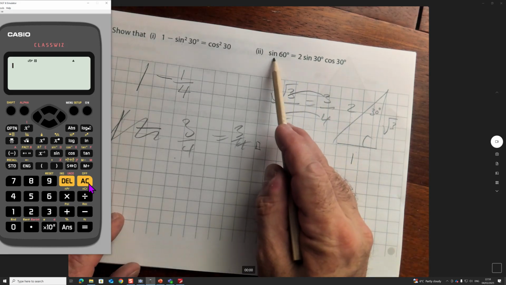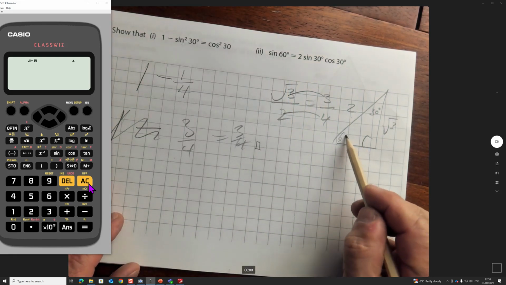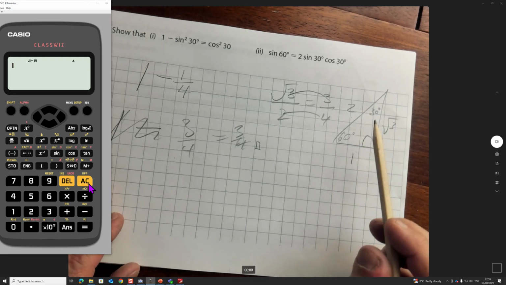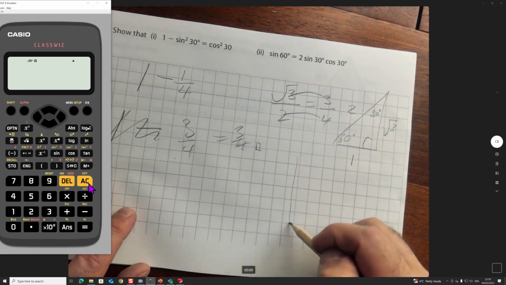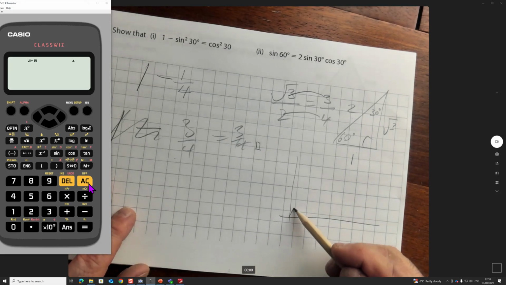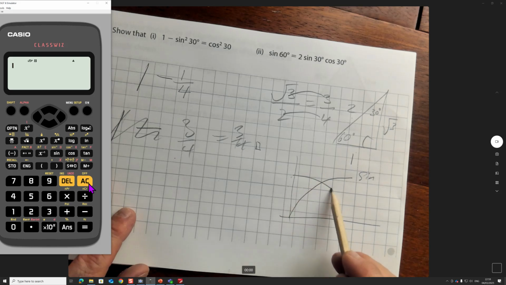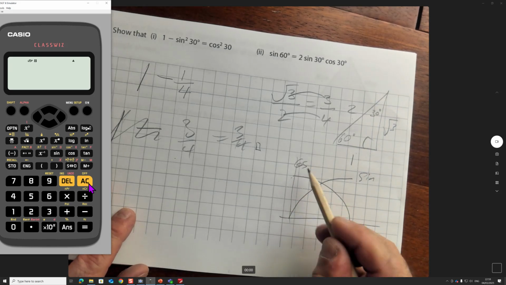On we go. Let's do it this way. So what is the sine of 60? Well, there's 60 degrees here. The sine of 60 is root 3 over 2, just like it's the same as the cos of 30. Why is that? Because your sine is going up, your cos is going down.